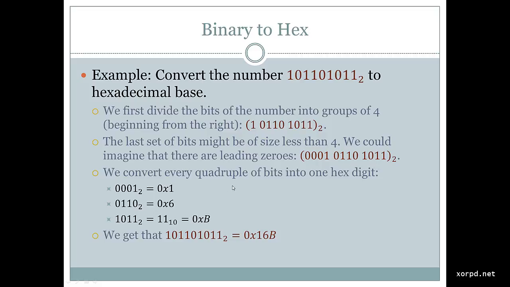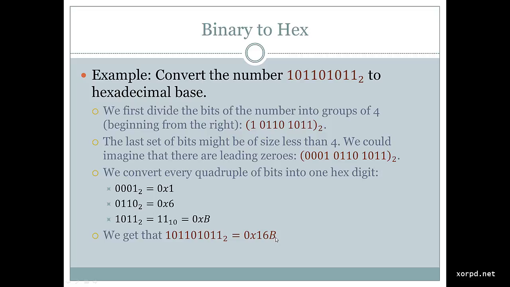Now we can convert every quadruple of bits into 1 hex digit. So for example, in this number, the first quadruple, which is just 1 in base 2, equals 1 in base 16. The next quadruple, 0110, equals 6 in base 16. And the last one, 1011 in base 2, equals 11 in base 10, which is the digit B in hexa. We finally get that the original number that we wanted to convert equals 16B.